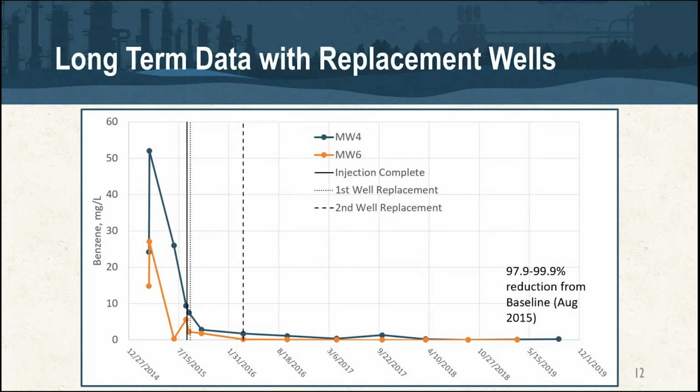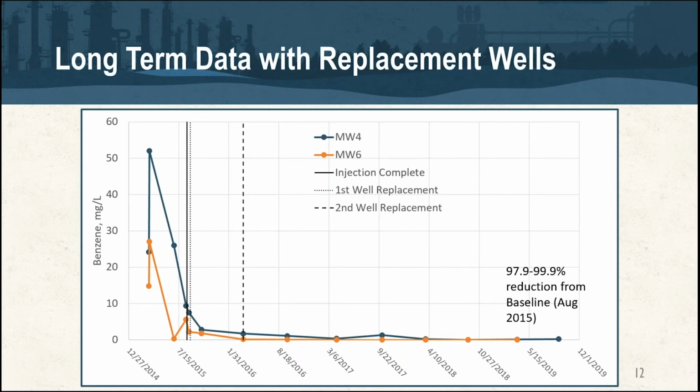So this is a really interesting site. This site has long-term BOS 200 data, going back to the middle of 2015. The solid vertical black line was when the injection work was complete. Before that, there were some variable benzene concentrations from 15 to up to 50 plus milligrams per liter. If you look at the baseline, or the pre-injection concentrations, they were between 5 and 10 milligrams per liter benzene.